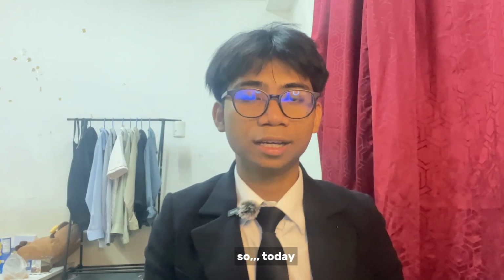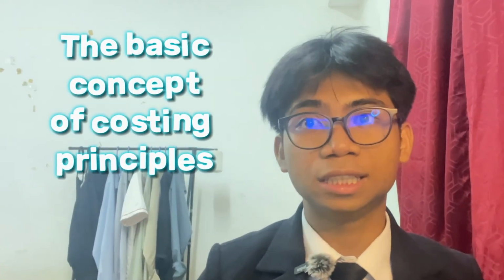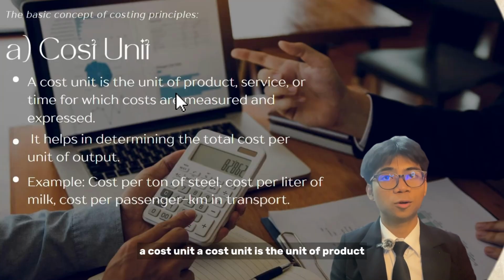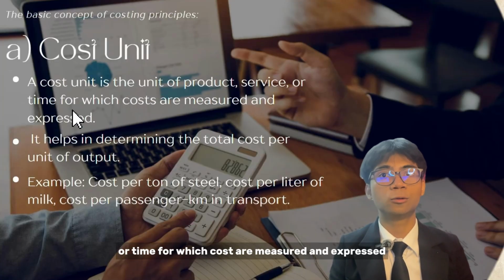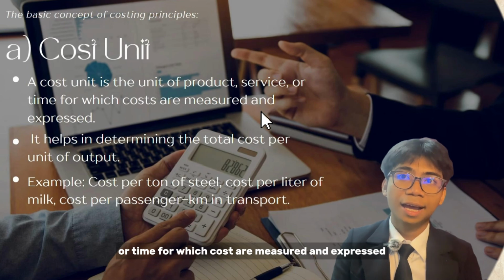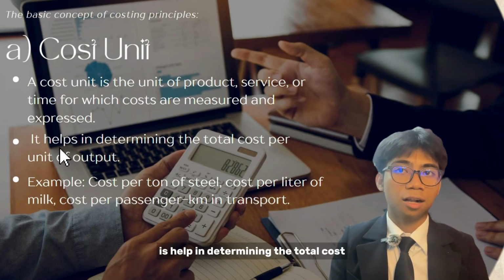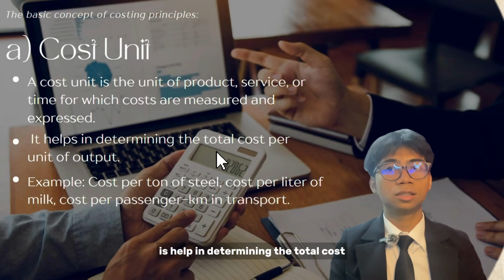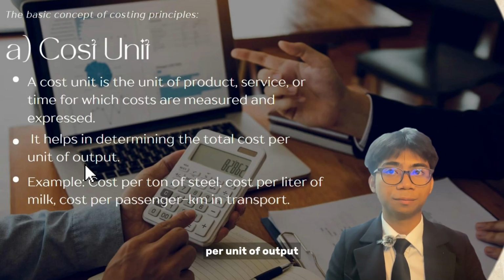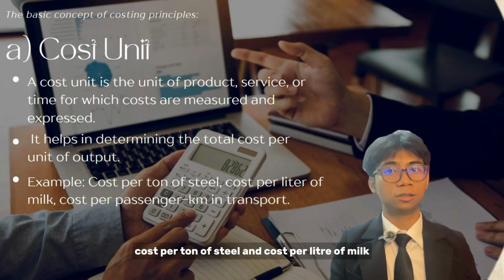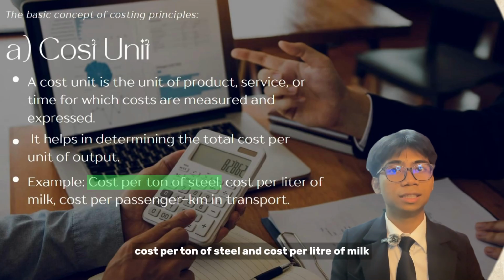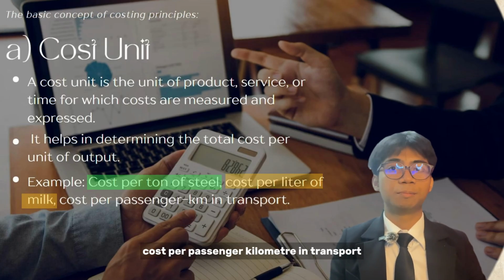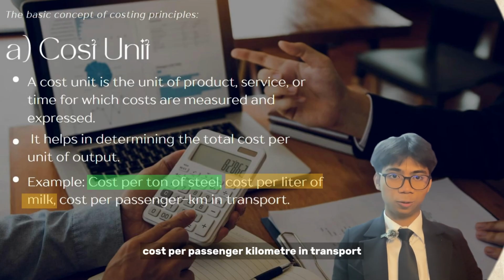Hi, so today I am going to explain to you all about the basic concepts of costing principles. Okay, for the first one, a cost unit. A cost unit is the unit of product, service, or time for which costs are measured and expressed. It helps in determining the total cost per unit of output. For example, cost per ton of steel, cost per liter of milk, and cost per passenger kilometer in transport.